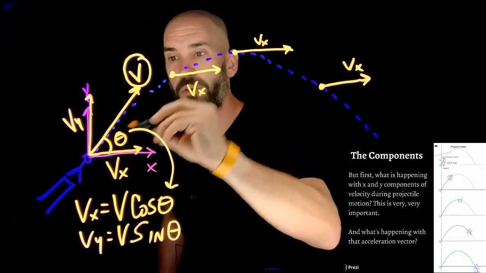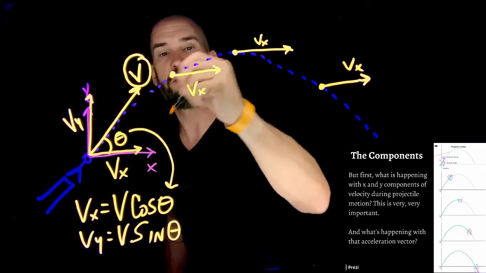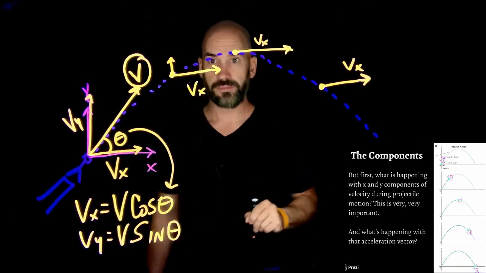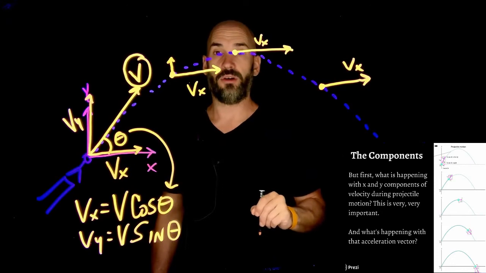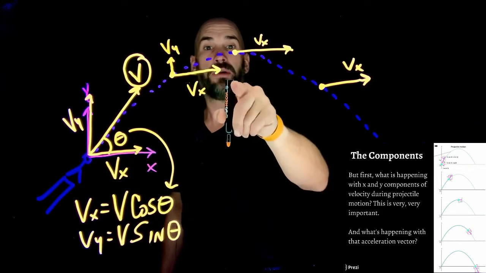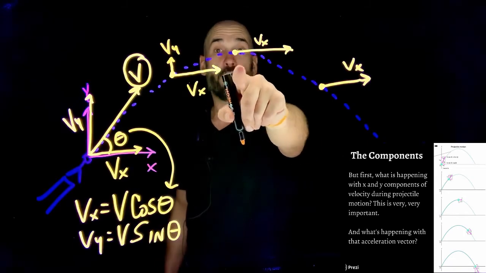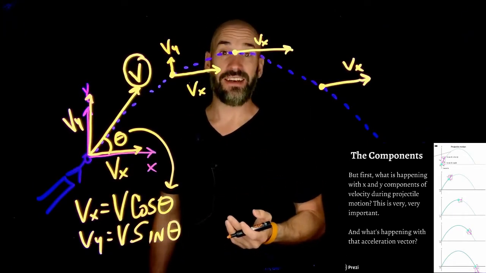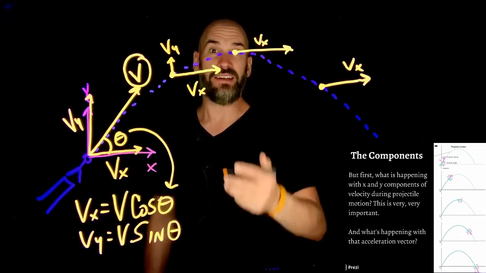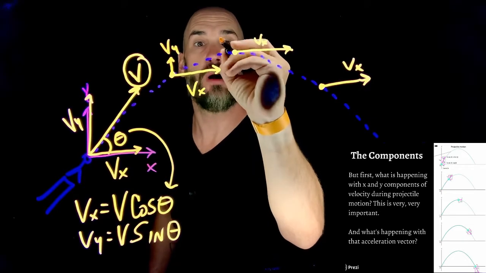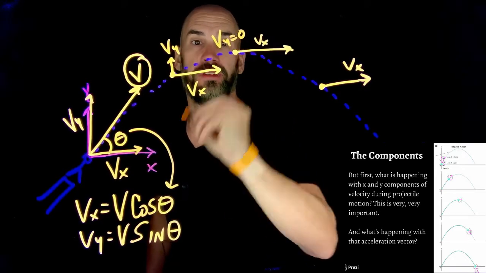Gravity is slowing this component down, so here the Vy component will be a little bit less. And up here at the very, very top, gravity has slowed the Vy component all the way to 0. If it didn't, what would that mean? It would mean that it could keep going up farther. So at the very peak, at the maximum height, the Vy component is just 0.